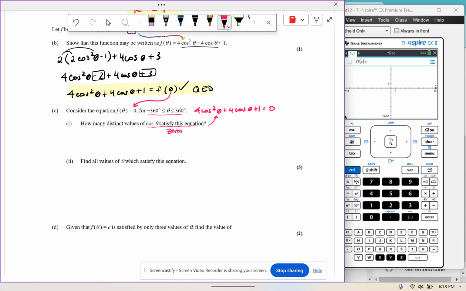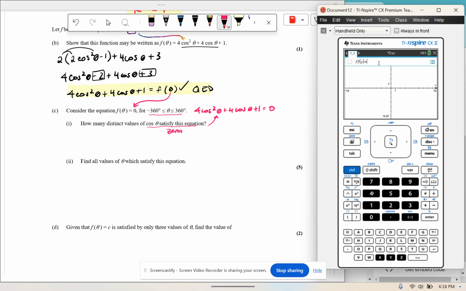This is a calculator question. I have the urge to solve this by hand, but I'm going to resist that urge for time's sake. I'm going to use my calculator instead. So I have 4 times. Remember, when you're typing in cosine squared, you're going to have to do it in parentheses.